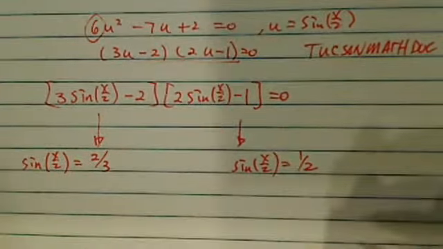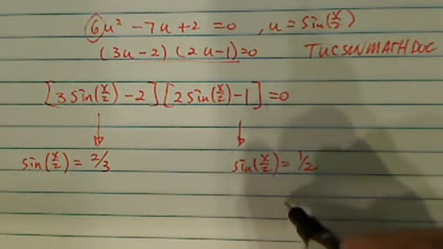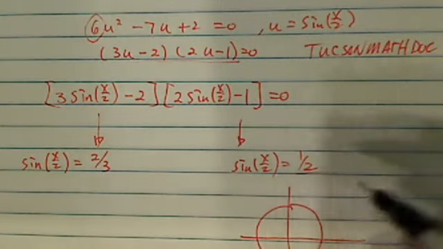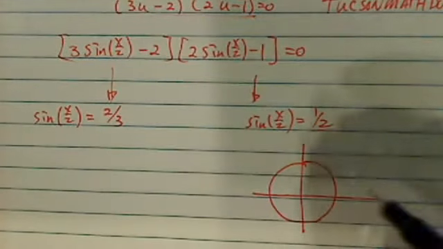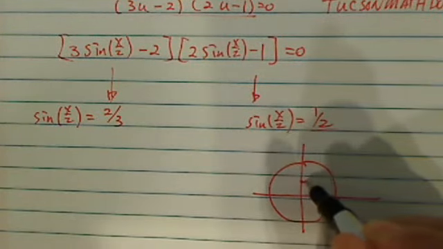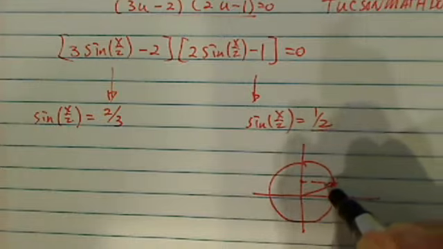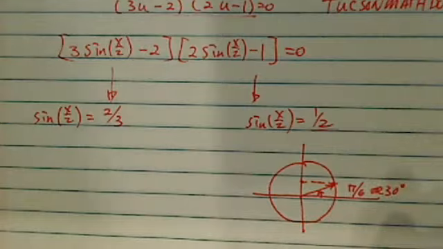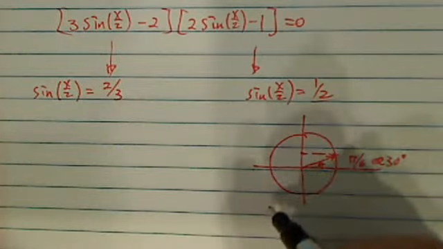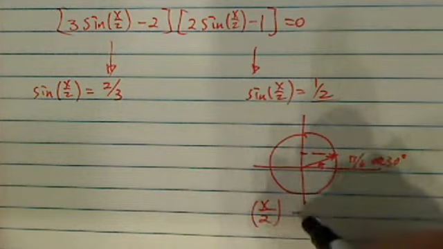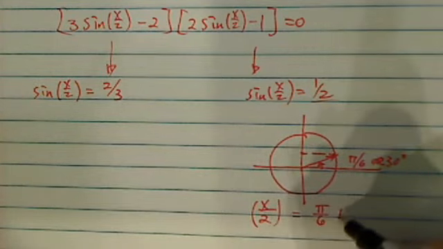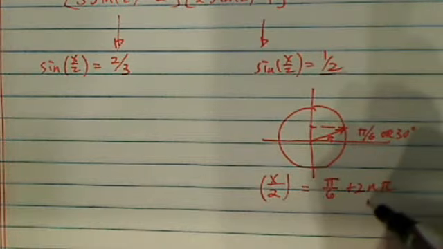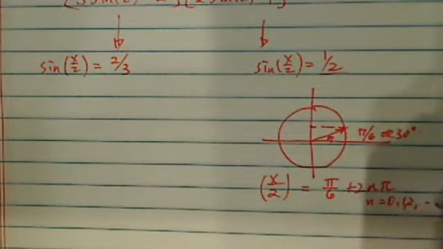Let's solve the easy one first. The best way to figure this out on the test, if you don't remember what the sine of a half is, is to draw the unit circle. Sine value is the y value, so you find the half, and here's your angle. Obviously this is pi over 6, or 30 degrees. Then x over 2, which is the angle, is equal to pi over 6 plus 2n pi, because the sine function repeats every 2 pi, where n is equal to 0, 1, 2, and so on.